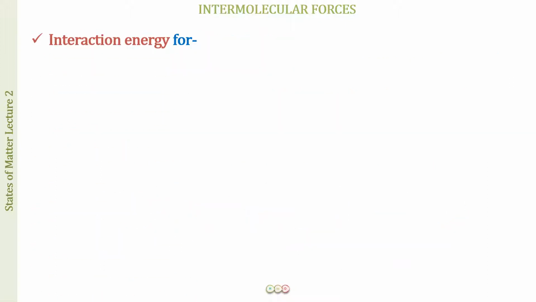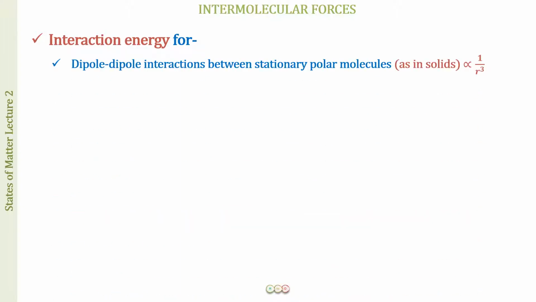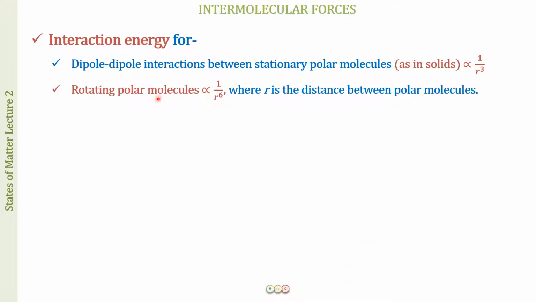So the next we have is the interaction energy for the dipole-dipole interactions. So here you have to remember two things: in the case of dipole-dipole interactions between stationary polar molecules, as in the case of solids, the interaction energy is going to be inversely proportional to R cubed, whereas in the case of rotating polar molecules, this energy would be inversely proportional to R to the power 6.